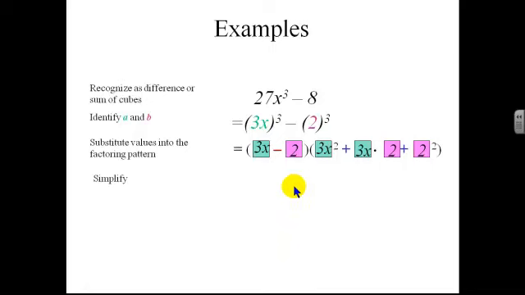Now that I have this, I just need to simplify. So this is the key thing here. You need to simplify your squares, but note that in this case, this whole term, 3x, is getting squared. So when I simplify, since this whole 3x is getting squared, that's 3 squared is 9, x squared. And over here I have 2 squared, which is 4. In the middle I have 2 times 3, which is 6x. So this is my factored version of my difference of 2 cubes.